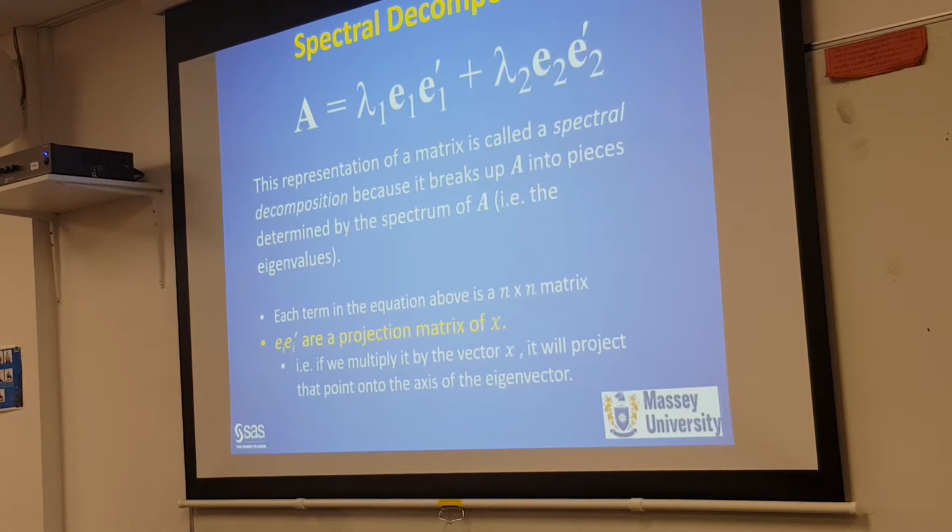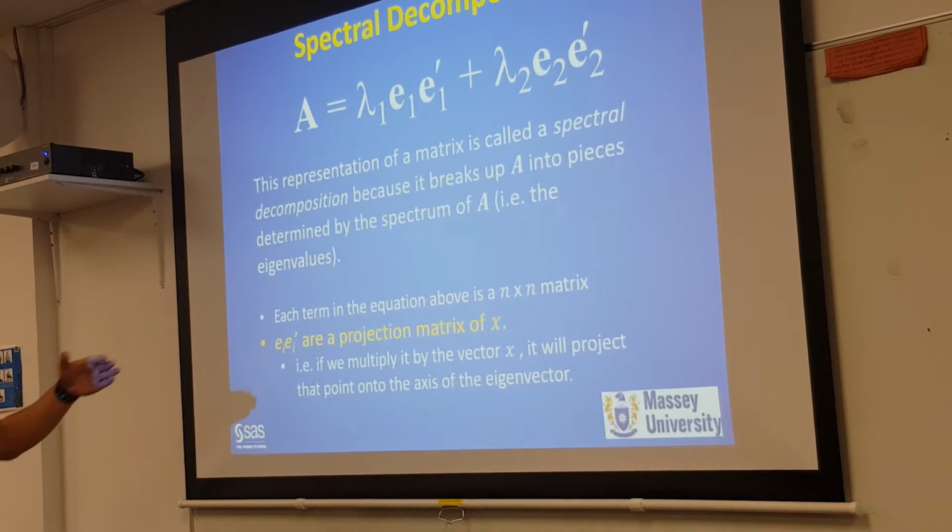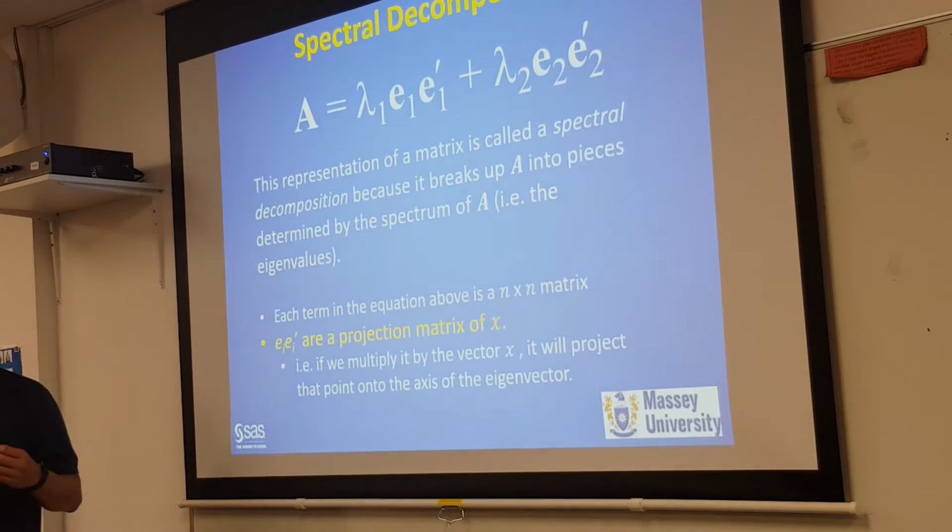Okay, so what they call this, using the normalized eigenvectors and the eigenvalues, is called a spectral decomposition, or sometimes a spectral factorization of my matrix A. What it's doing is breaking up A into pieces determined by the spectrum of A. In other words, determined by the eigenvalues.